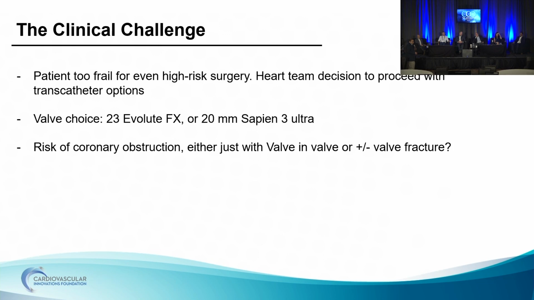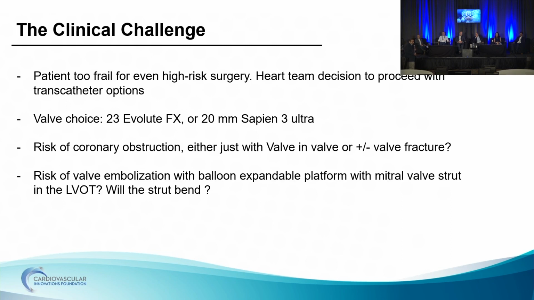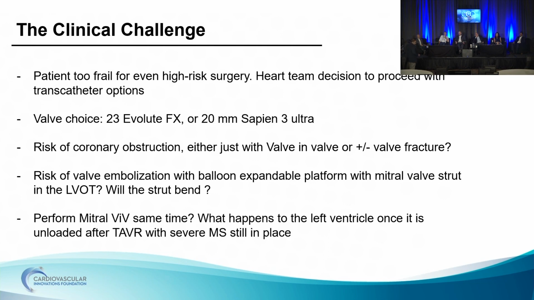What is the risk of coronary obstruction here, either with just valve-in-valve plus or minus valve fracture, with the coronaries being so low? What is the risk of valve embolization with a balloon-expandable platform with a mitral valve strut in the LVOT? Will the strut bend? And then do we perform mitral valve at the same time? And what happens to the left ventricle once it's unloaded after TAVR with severe MS still in place? How do you guys approach?